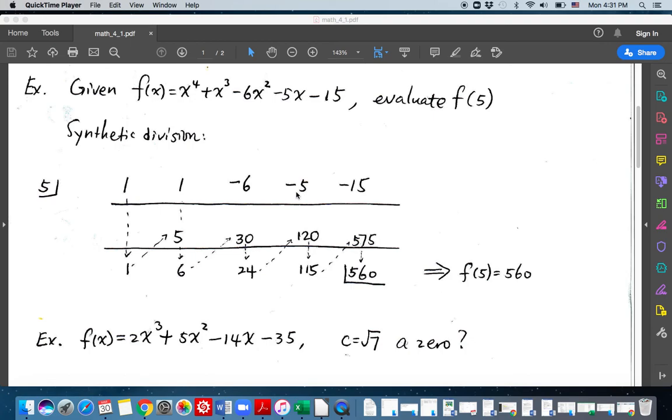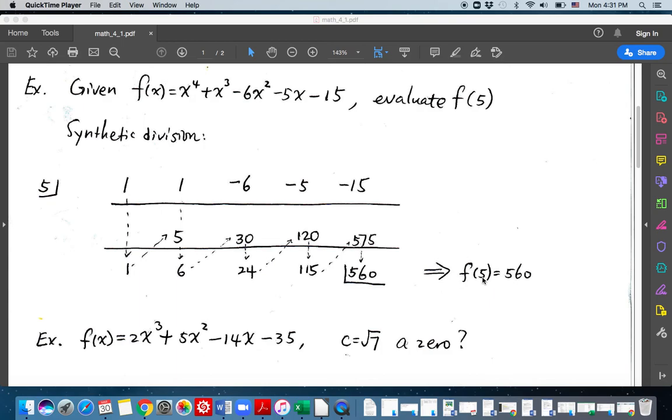120 added to -5 gives you 115. 115 multiplied by 5 gives you 575, and 575 added to -15 gives you 560. That's going to be the remainder. And by the theorem, we know that this remainder after the synthetic division is going to be the function value at 5.